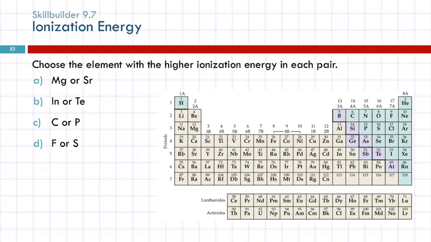So which one has the higher ionization energy? Magnesium or strontium? Well, here's magnesium, here's strontium. Magnesium is going to be the higher ionization energy because this is smaller. Smaller family keeps a better eye on their electrons, right? So higher ionization energy, magnesium. Really, the only way to get these right is to be able to talk this through in your head on an exam.